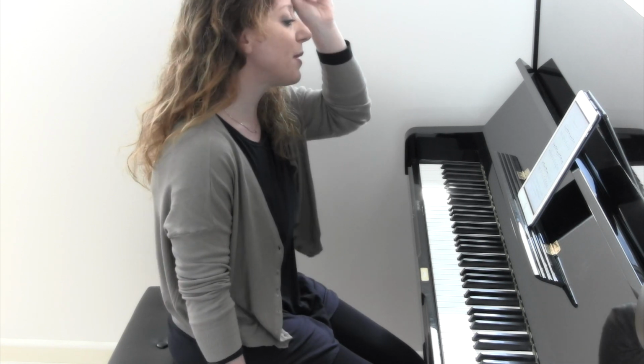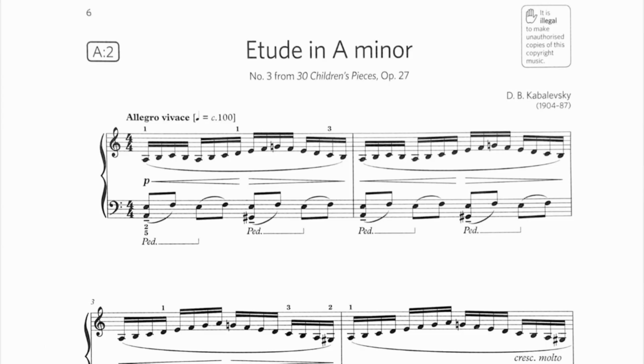So the faster you can play this piece, the better it is, especially because there is an effect with those hairpins that is like a fly. And if you play it too slow, this just doesn't happen.